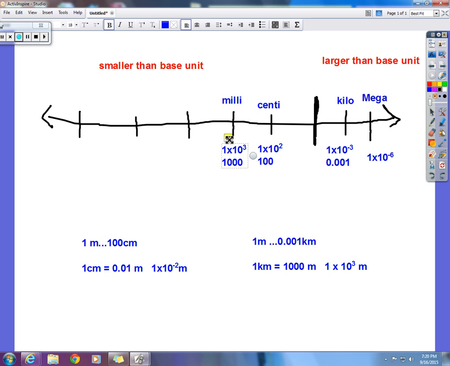Okay. This is micro, which is 1 times 10 to the positive 6th.